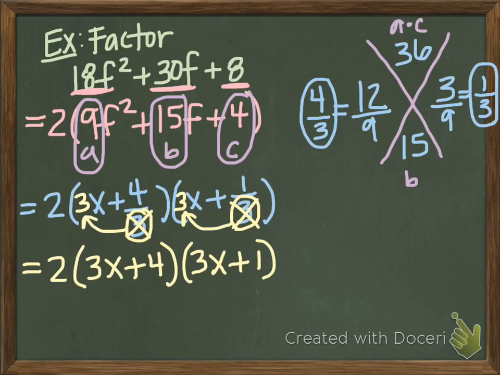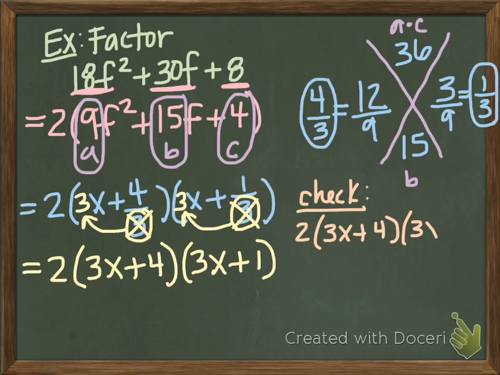So to check it, let me come over here and run out of room. I'm going to rewrite it. 2 parentheses 3x plus 4 times 3x plus 1, and I highly suggest checking it each time. I know it's an extra step and it does take a little bit of time, but until you get really good at this. When you get really good at this, you'll be able to kind of mentally check it. So let's go ahead and double distribute.